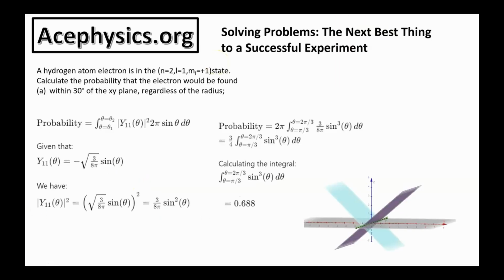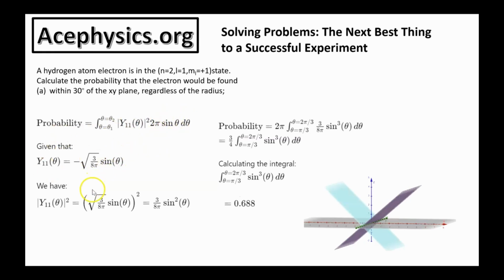Part A, we want to calculate the probability that the particle is within 30 degrees of the xy plane, so it's between here, and this would actually be for all directions. There'd be a circular region. We know that the probability is the integral from theta 1 to theta 2, in this case of Y11 squared times 2 pi sine theta d theta.